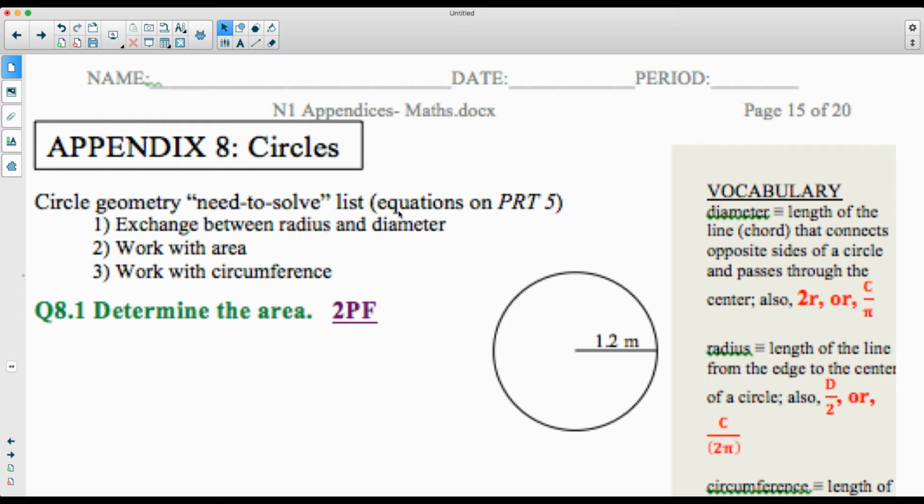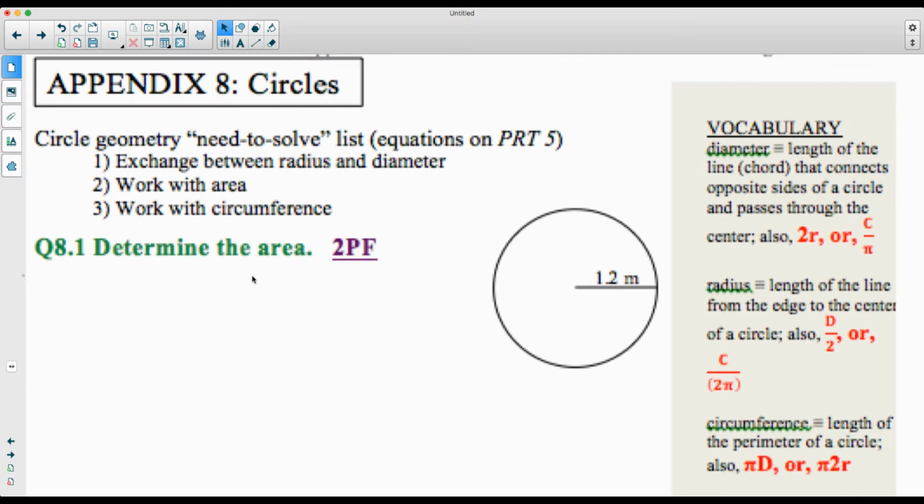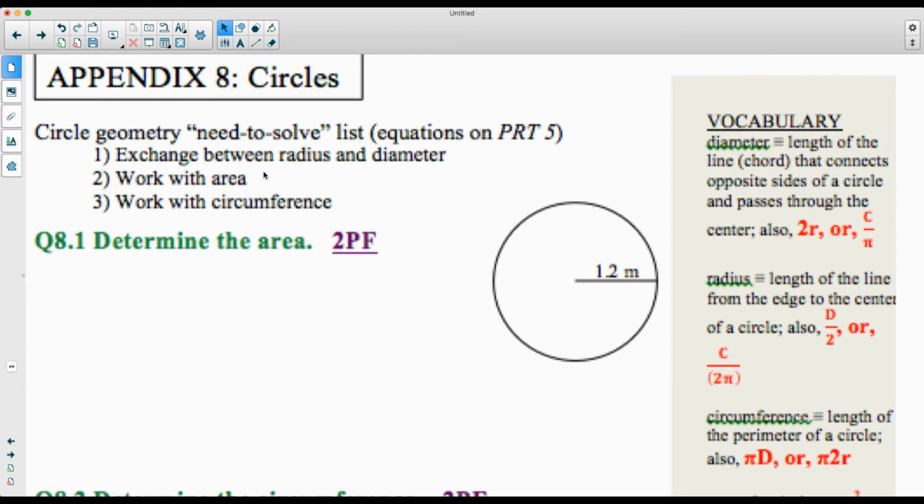Oh, you gotta learn about circles, huh? These are pretty easy, stuff you know. And if you don't know, well, then you're gonna know. All right, so let's go through this real quick. Dealing with circles, a few things we have to do.